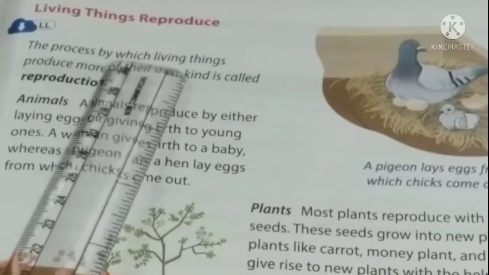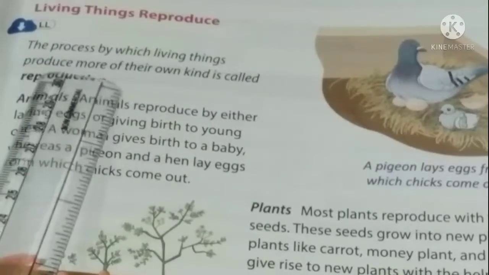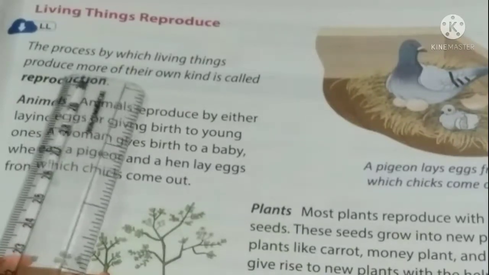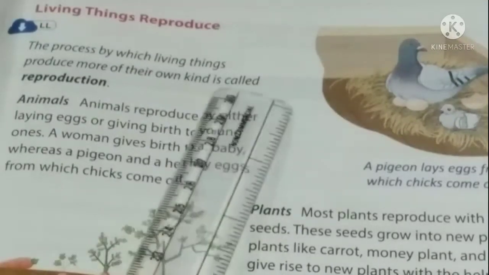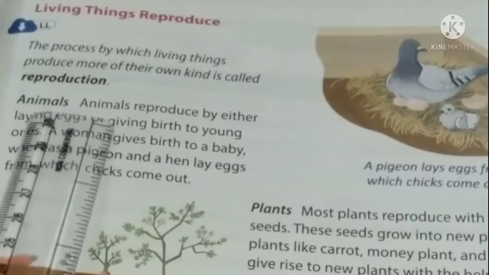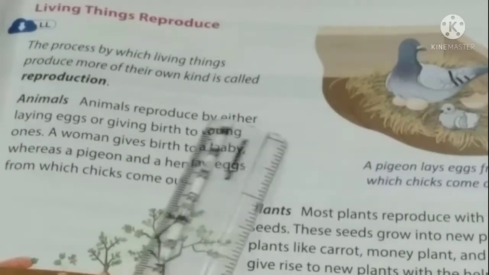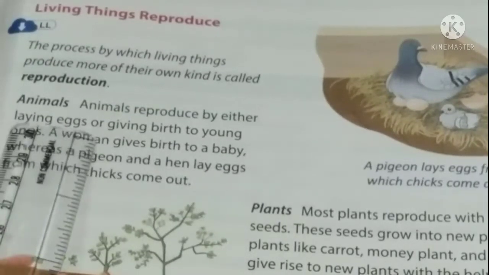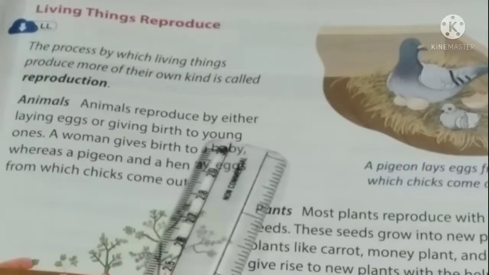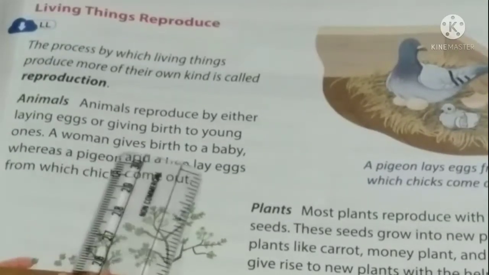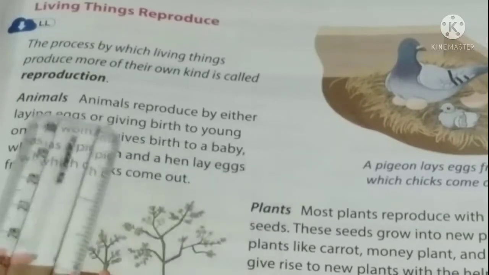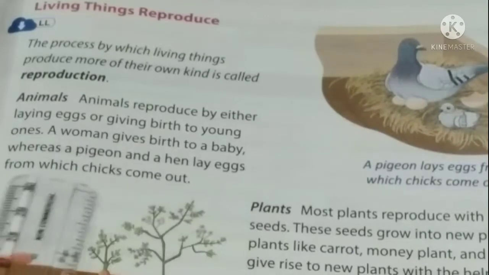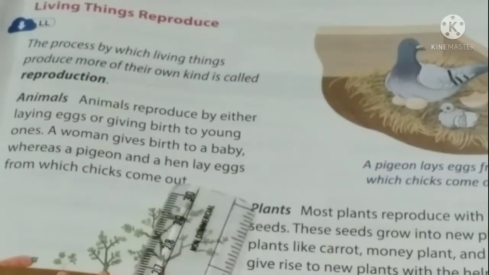The process by which living things produce more of their own kind is called reproduction. Underline the words "more of their own kind is called reproduction." Animals reproduce by either laying eggs or giving birth to young ones. Underline the words "laying eggs, giving birth to young ones." A woman gives birth to a baby, whereas a pigeon and a hen lay eggs from which chicks come out.